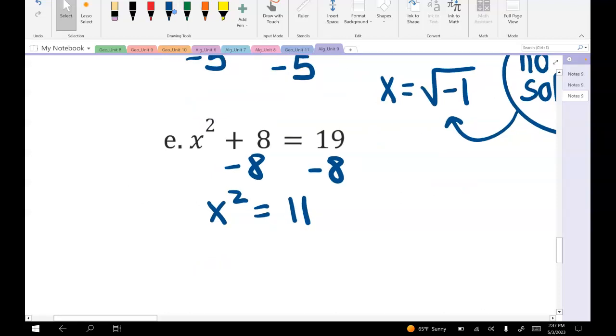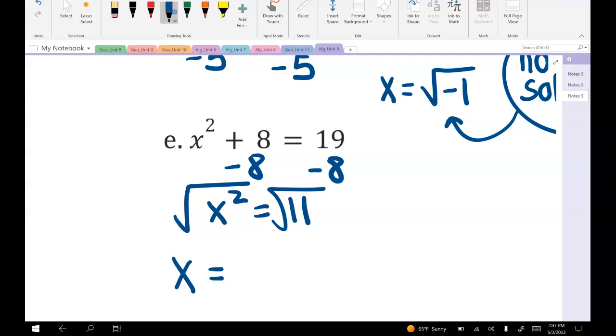And then we take the square root of both sides. Square root here, square root here. So on my left-hand side, I have an x, and since I'm just taking the square root of a number, I have plus or minus the square root of 11.